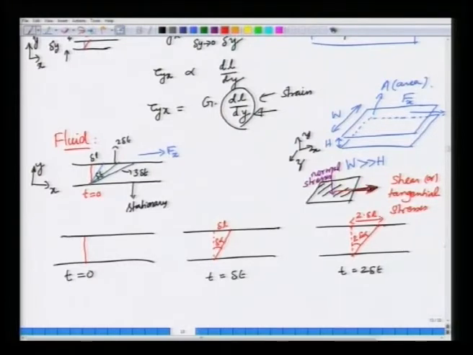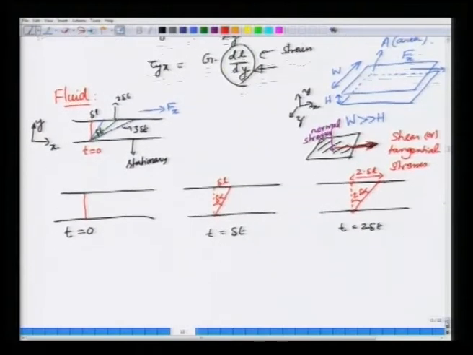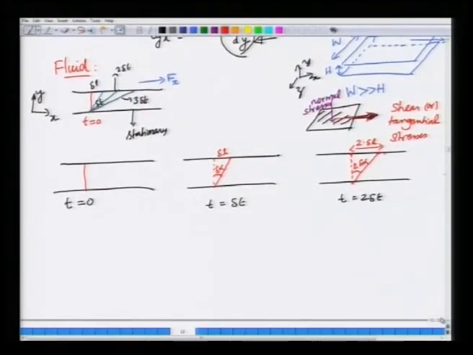So, clearly this thought experiment suggests this can be done in a lab also, but here for the sake of illustration I am just doing a thought experiment. So, the stress in a fluid, unlike a solid, cannot be proportional to deformation. The reason is you can get any amount of deformation if you are prepared to wait long enough.